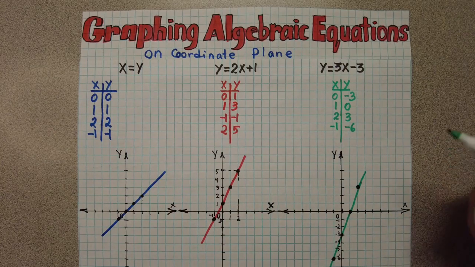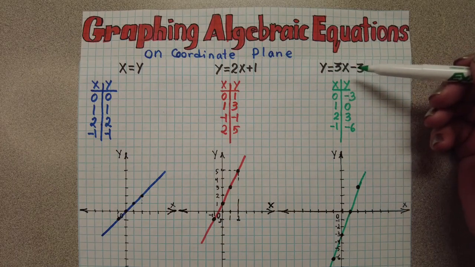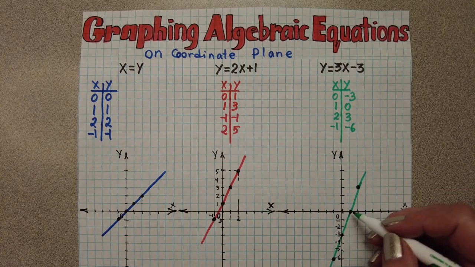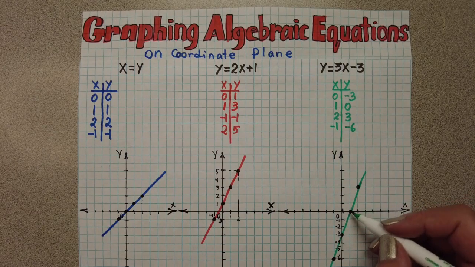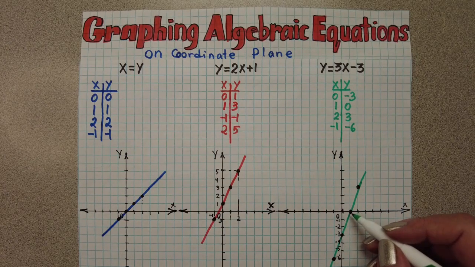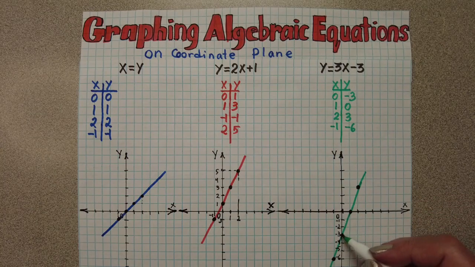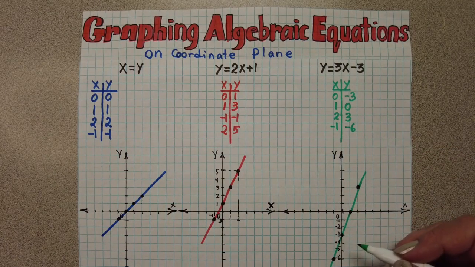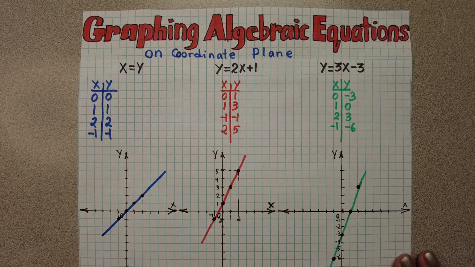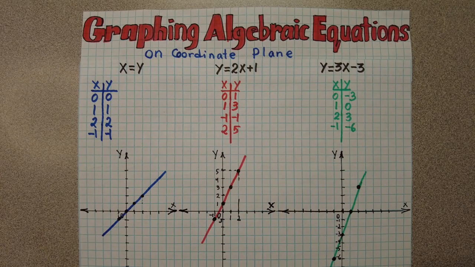So this is how we are graphing algebraic equations on the coordinate plane. And in this case, we learned what we call these points: when the line crosses the x-axis, we call it the x-intercept, and when the line crosses the y-axis, we call it the y-intercept. So this is another lesson. We're going to use this in many lessons in the future with finding slopes and other graphings.